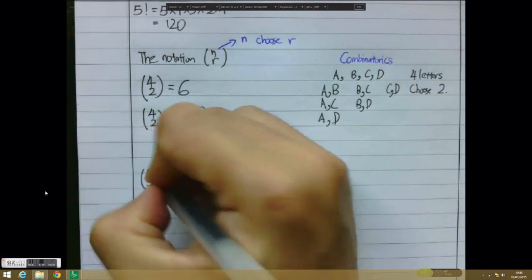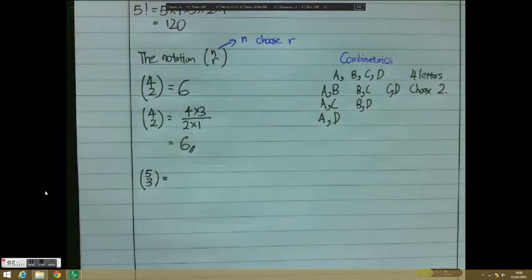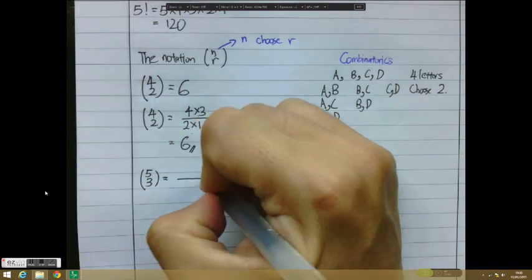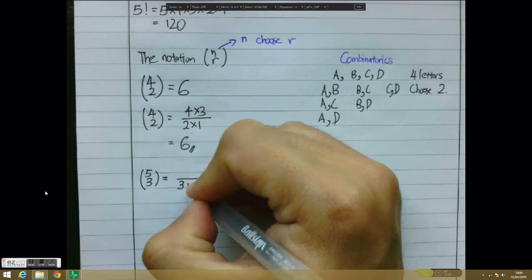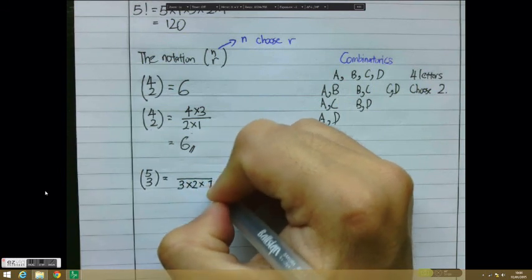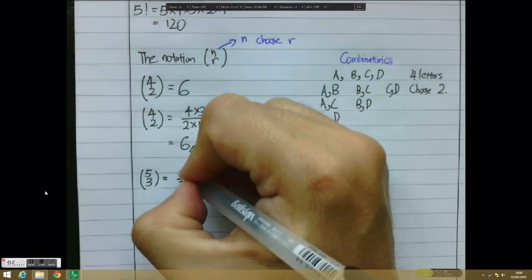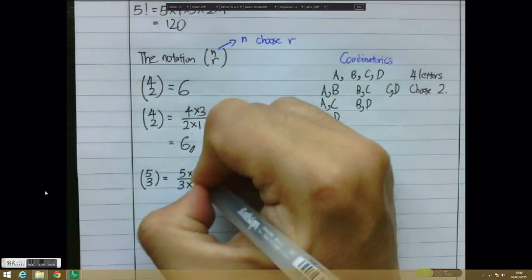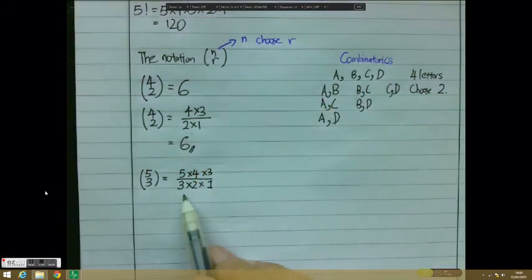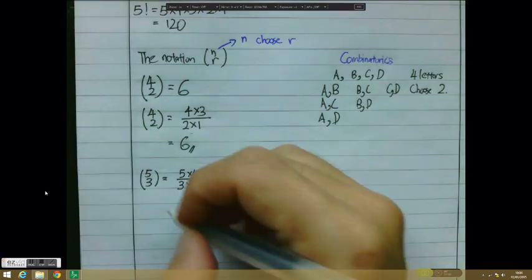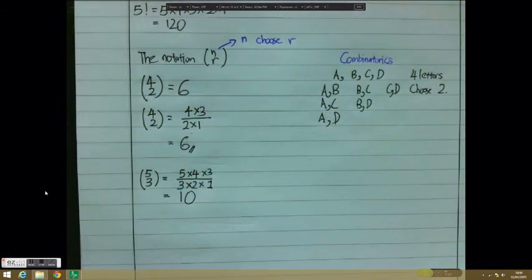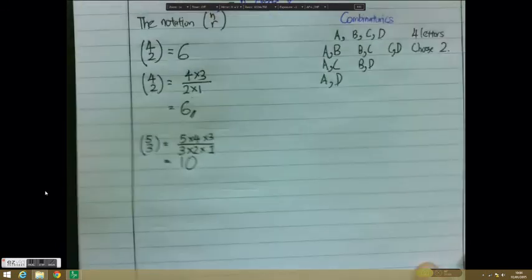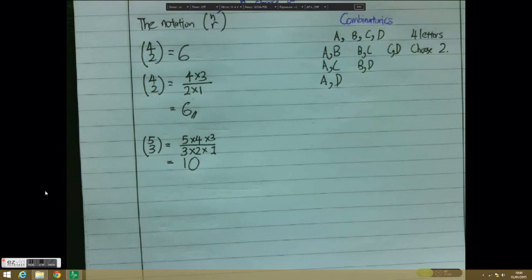I'll give you another example: 5 choose 3. I have 5 objects and I want to choose 3 out of these 5. How many ways are there? Again, we start with the denominator. There's a 3 there, so we have 3 factorial, 3 times 2 times 1. In the numerator, I'll have 5, reduce by 1 to get 4, reduce by 1 to get 3, then I stop. There are 3 numbers at the bottom, so there are 3 numbers on top. In the end there are 10 ways to choose 3 objects from a total of 5.